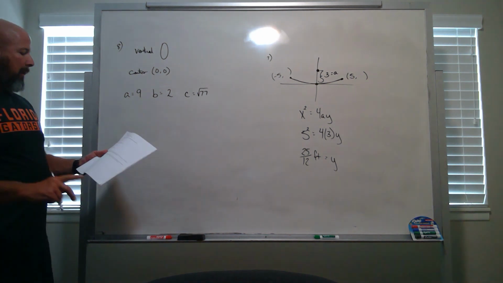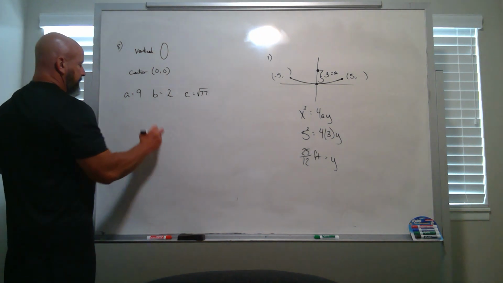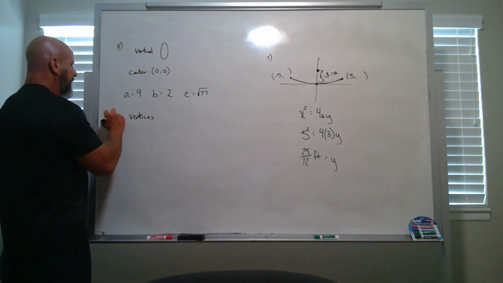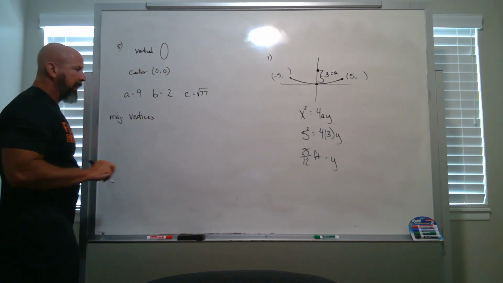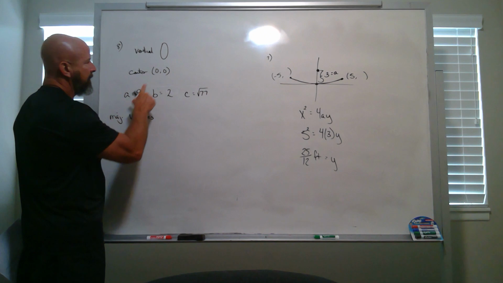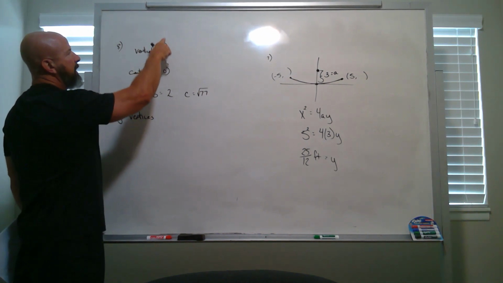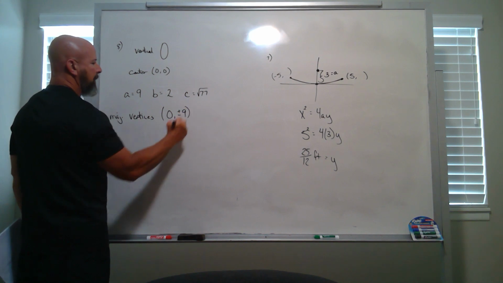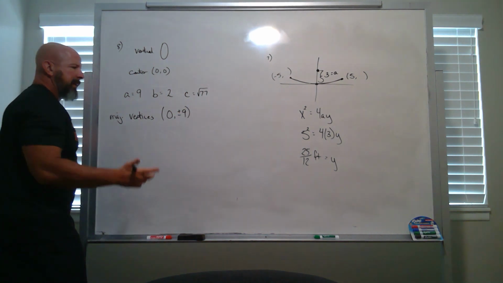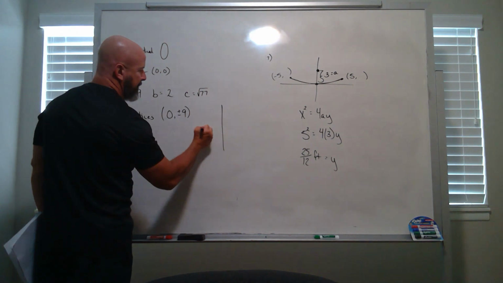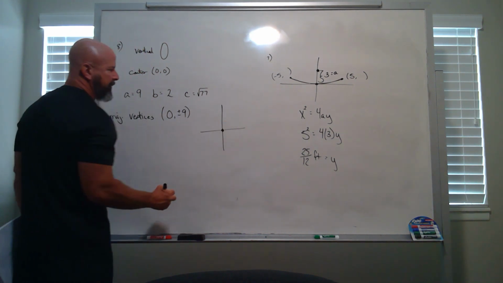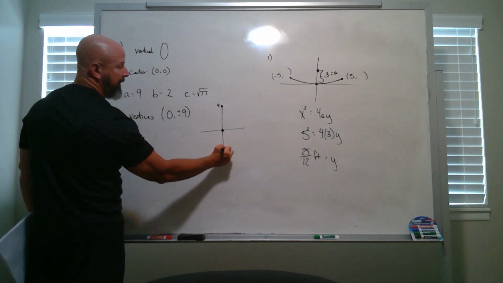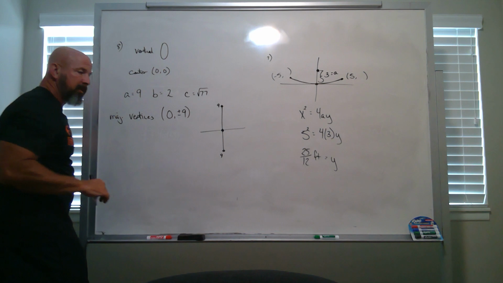Okay. Foci and vertices. Vertices, and again, this is referring to the major vertices it's asking for. They are 9 units away from the center, and they have to be up and down because it was vertical. So I would have 0 plus or minus 9. Again, a picture can sometimes help. There's my center, 0, 0, and I would have to come up here to 9 and down here to -9 to get where those vertices are going to be.